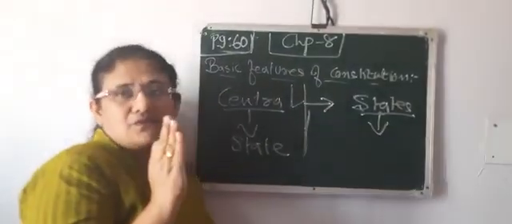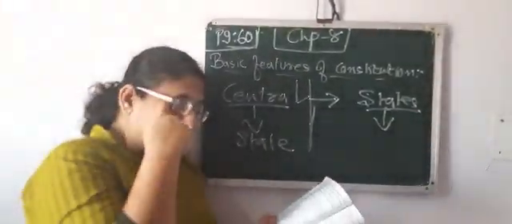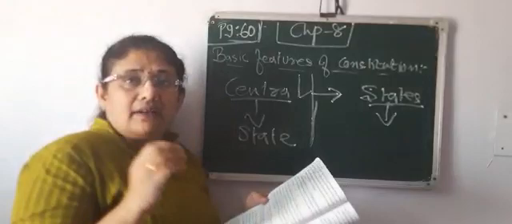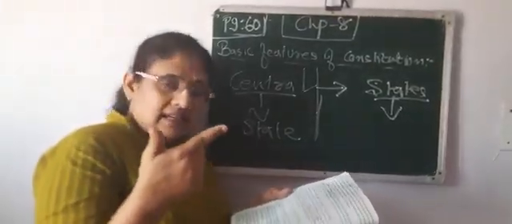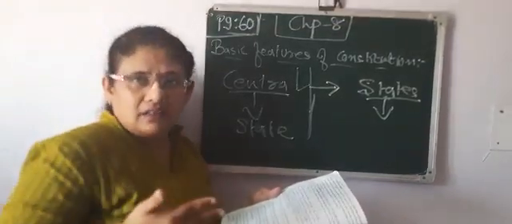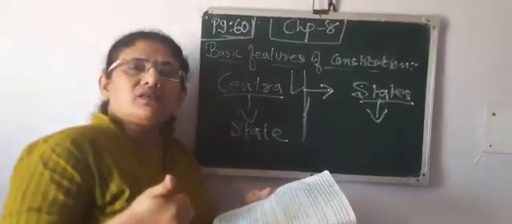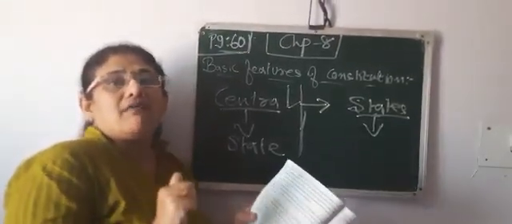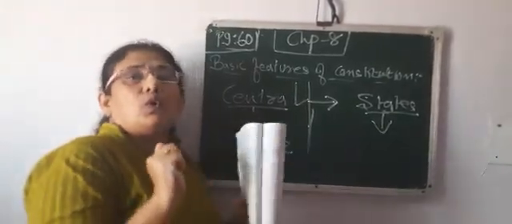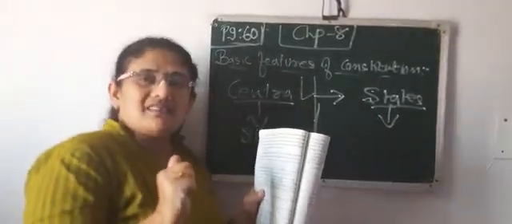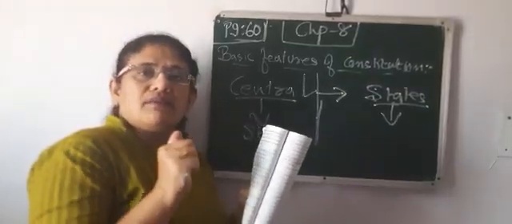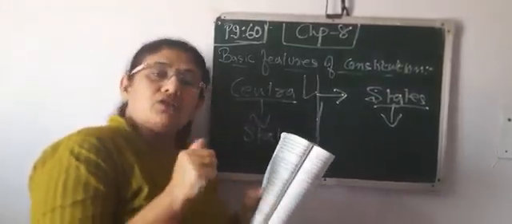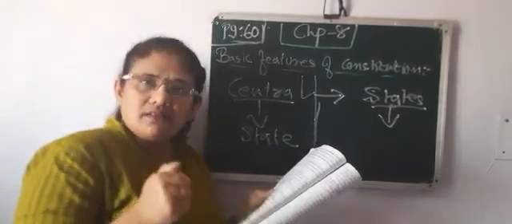There are three types of subjects that have been given in our union state. One is known as the union list, second is known as the state list, and third is known as the concurrent list. Now union list means the powers which are only with the union government, which is only with the central government, means all the decisions will be taken by the prime minister. So that is what the union list means.